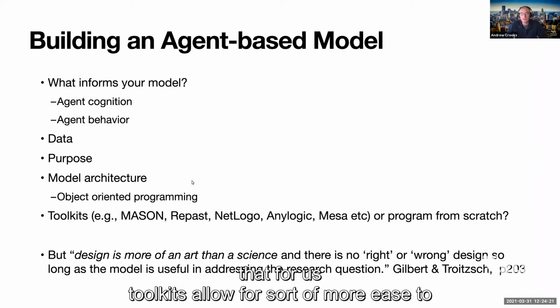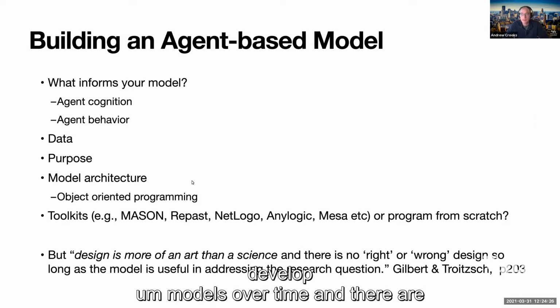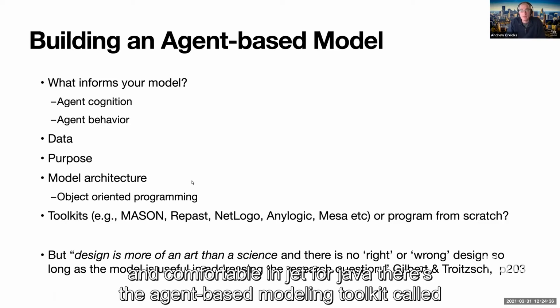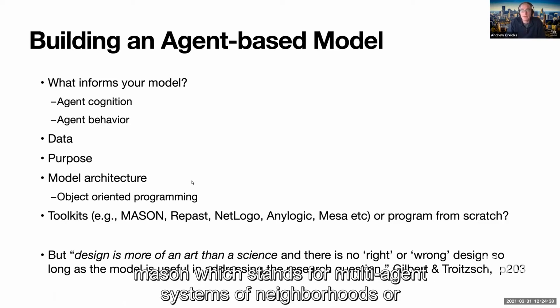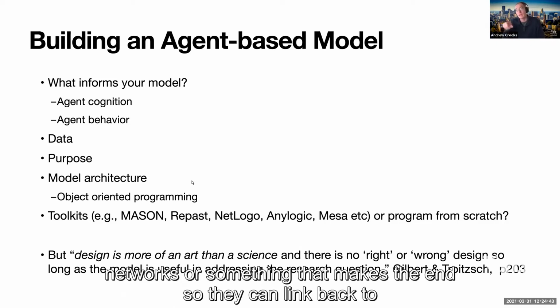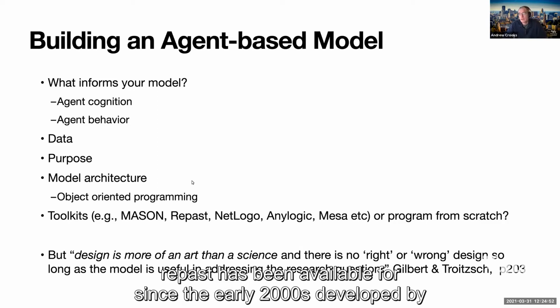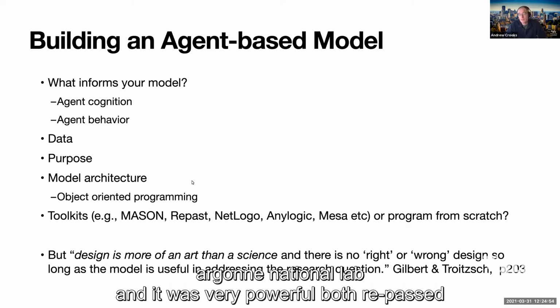Toolkits allow more ease to develop models over time, and there are lots of really good toolkits out there now for people who are competent and comfortable with Java. There's the agent-based modeling toolkit called Mason, which stands for multi-agent systems of neighborhoods or networks, and was developed at George Mason University. Repast has been available since the early 2000s, developed by Argonne National Lab.